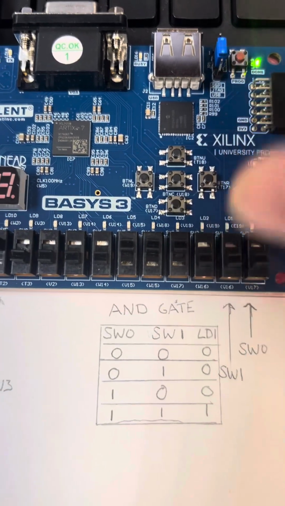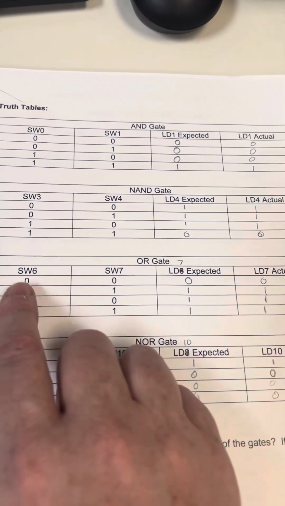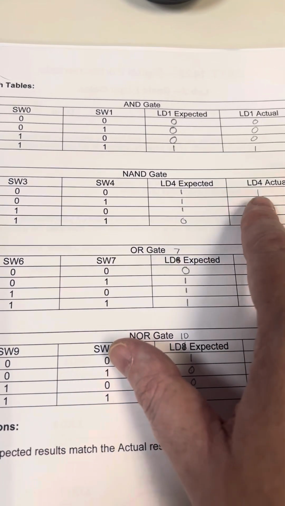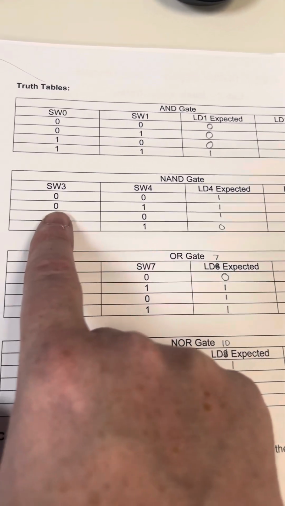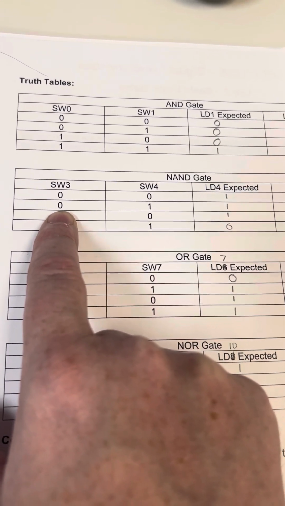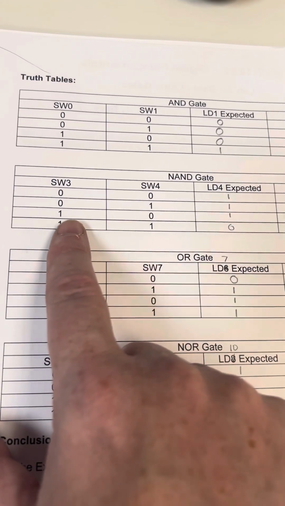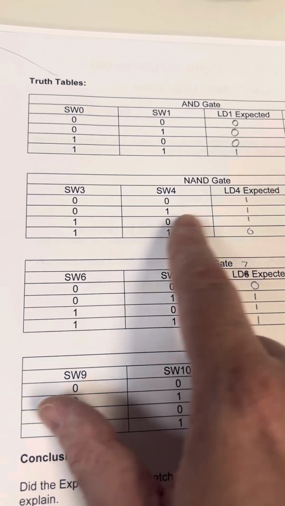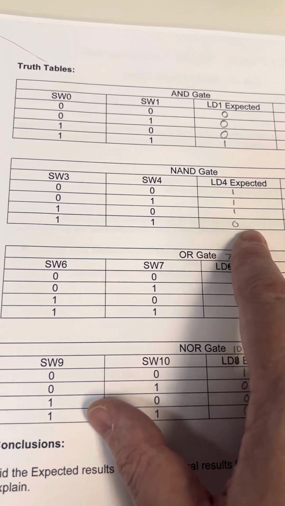Now we are going to the NAND gate, and as you can see, when it's low and low, we're expecting it to be high, and we're going to show that it's actually high. And when switch 3 is low and switch 4 is high, it should be 1, which is turned on, and when it is high and low, it is switched on, and when it is high and high, it is switched off.